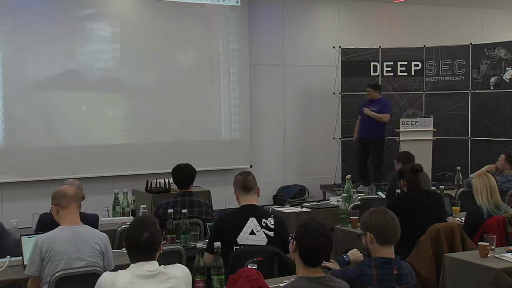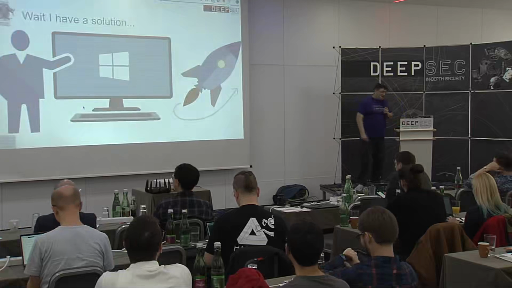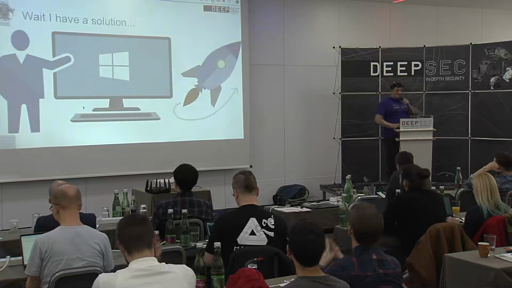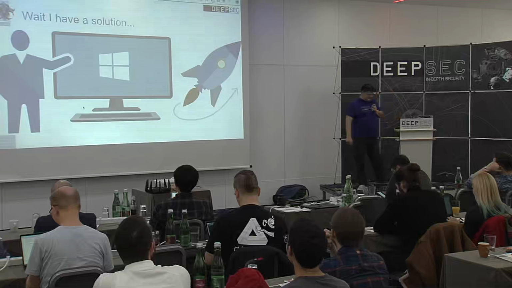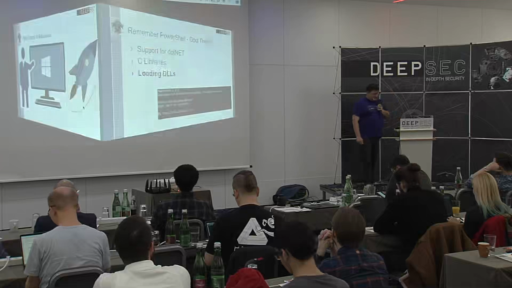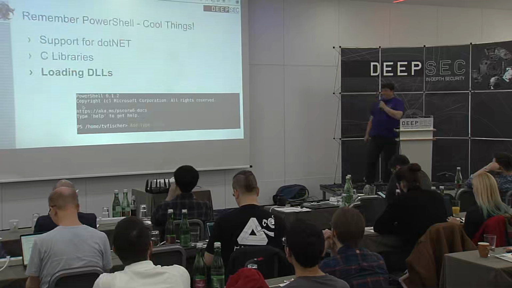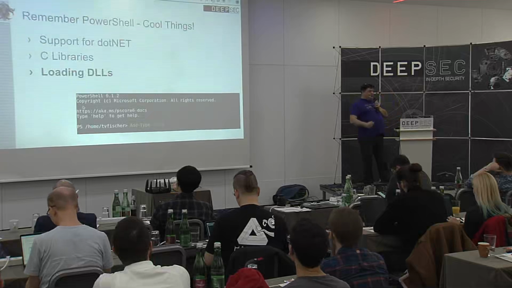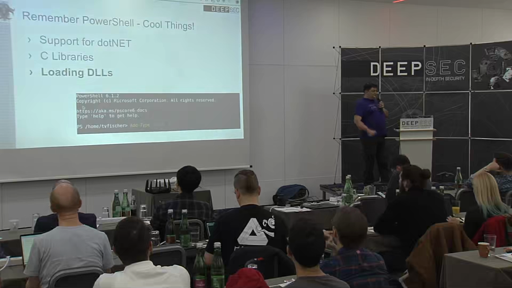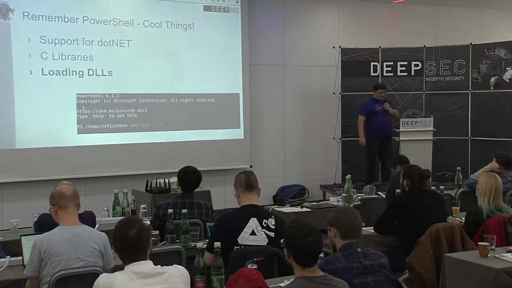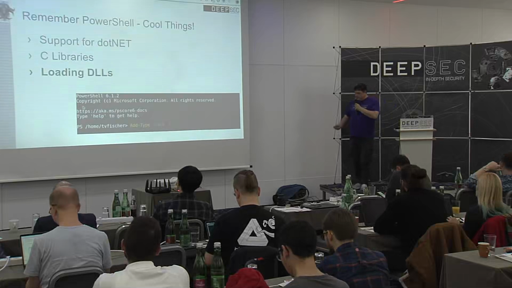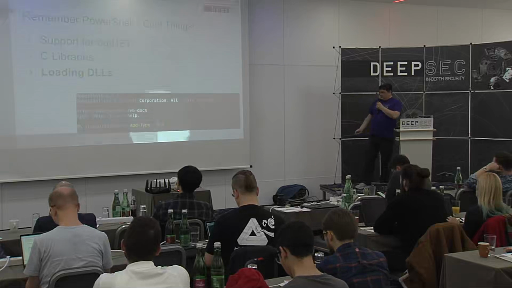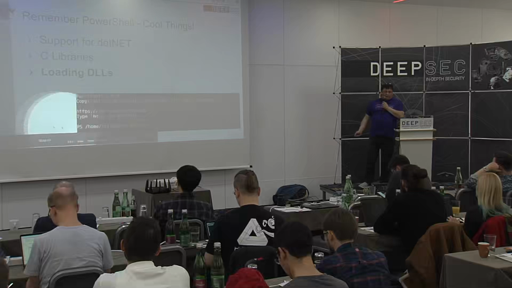But wait a minute, I still have a solution for this, right? There must be a solution for it. And I found one. Basically, PowerShell really does cool things. Remember I said that at the beginning? You can actually load .NET libraries into PowerShell. And you can do .NET type queries, or you can use .NET in your scripts. And all you have to do is Add-Type -Path and the path to the library.